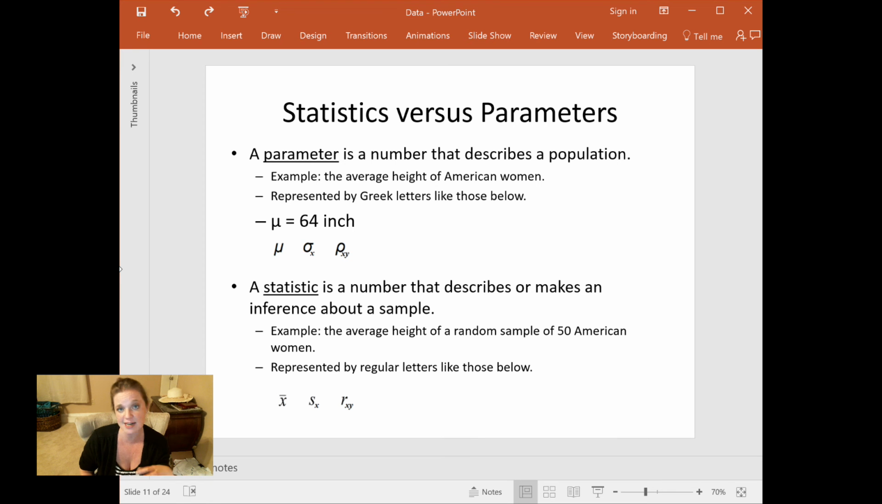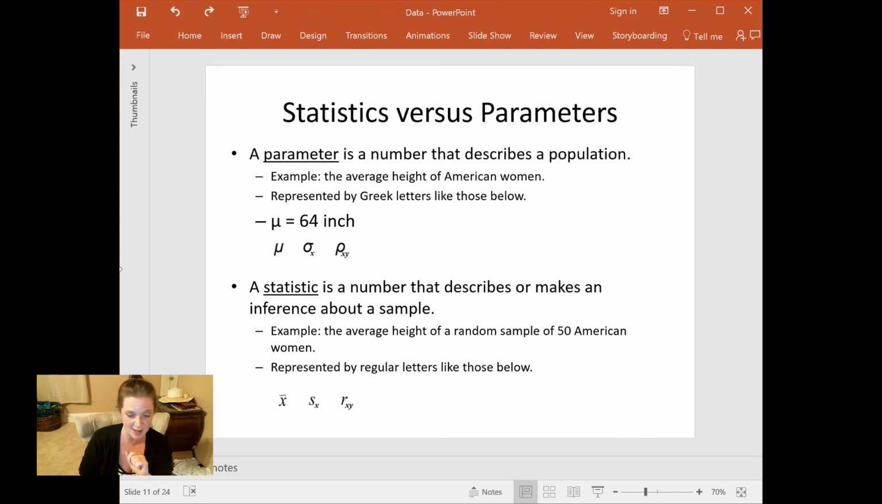This is different than a statistic. A statistic is a number that you calculate for a sample. Now we know we're going to use our samples to make decisions about populations. We know we're going to do that, right? We're going to use our samples to make decisions about populations. And so essentially, we're going to use our statistics, our sample statistics, to make decisions about our population parameters.